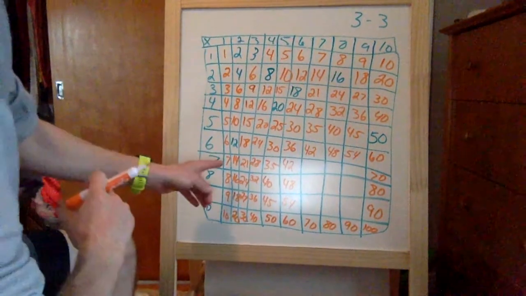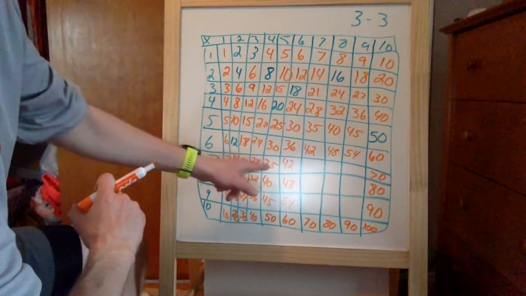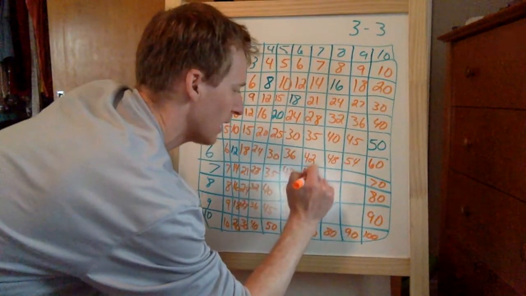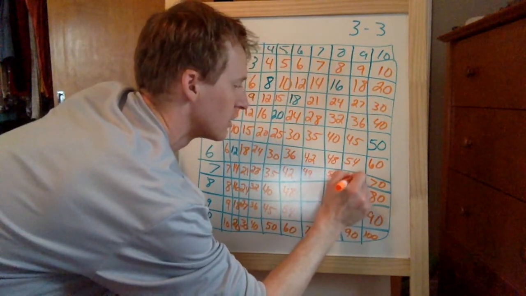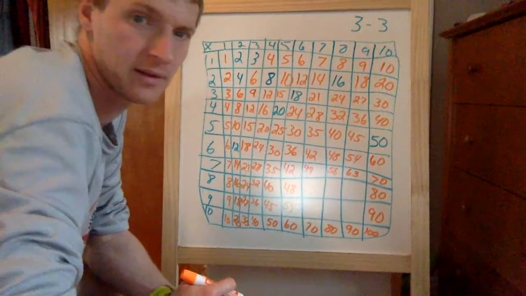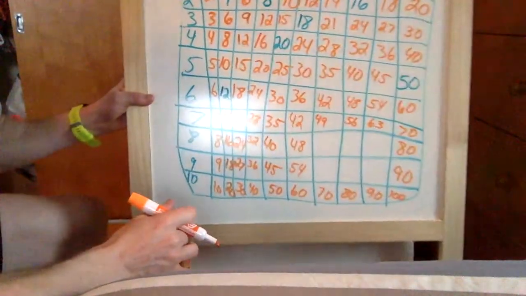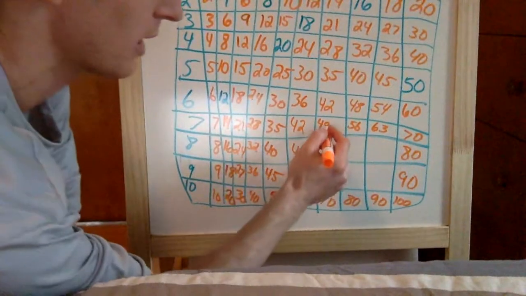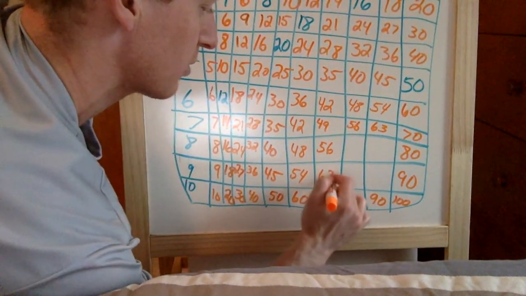Let's do our 7s across. 7, 14, 21, 28, 35, 42, 49, 56, 63, 70. Let me get it so you don't have that. There you go. So we already have 49 in this 7, so then it goes 56 and 63.